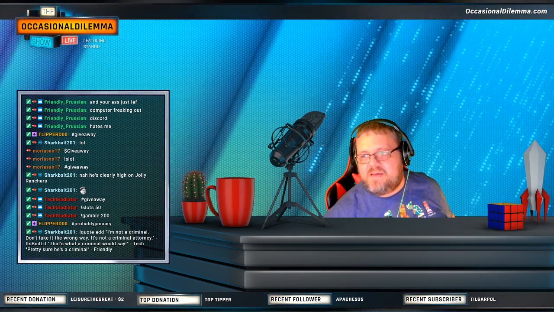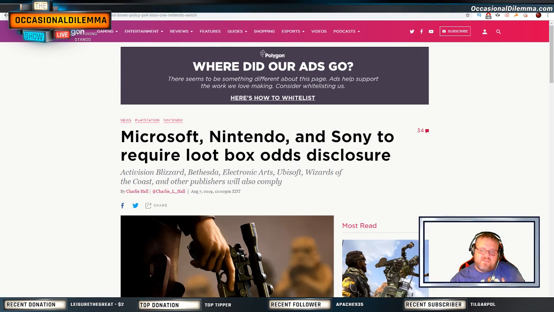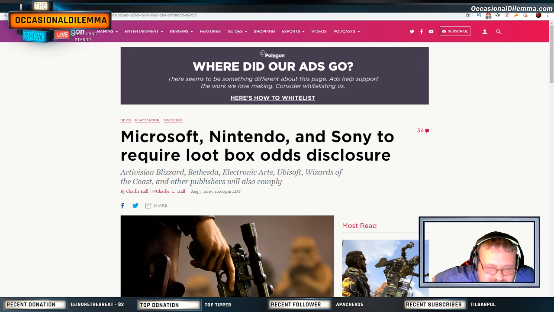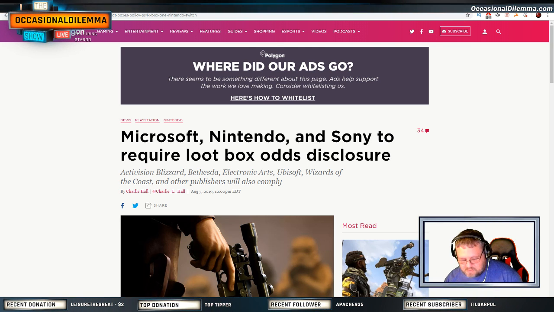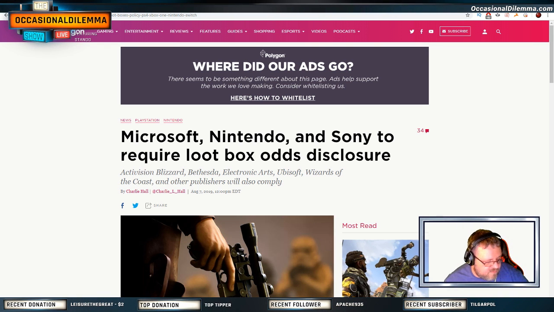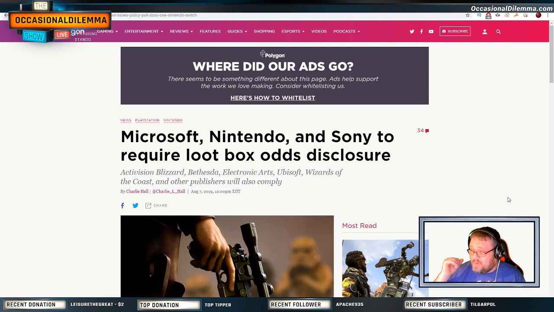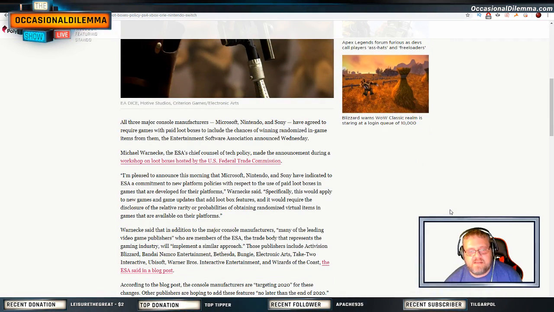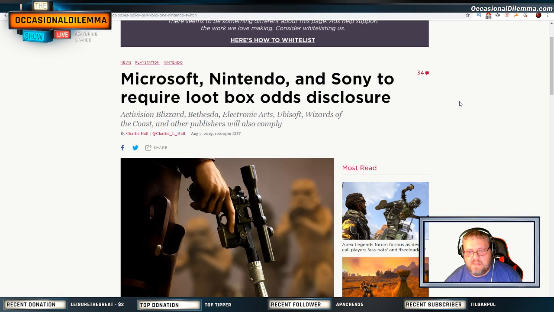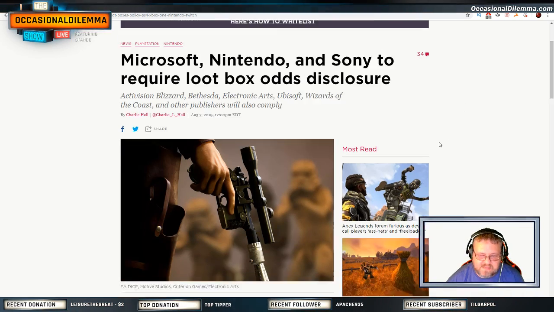This is an interesting article. It comes by way of Polygon. Microsoft, Nintendo, and Sony to require loot box odds disclosure. So if you haven't been following this loot box controversy since Star Wars Battlefront 2 and Paid to Win, and the uproar that's been going on ever since, and gamers fighting back against loot boxes and governments getting involved. Like, did you know that it's illegal to have loot boxes in Belgium? Yeah, and we've had some U.S. Senators wanting to pass laws about loot boxes, but the hope is that the game corporations will do it themselves. Of course, the ESA has been pretty passive on the whole situation.